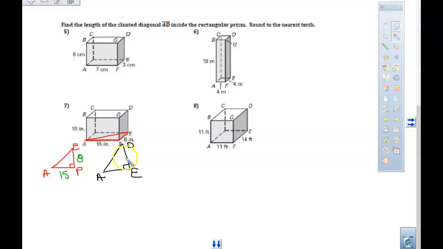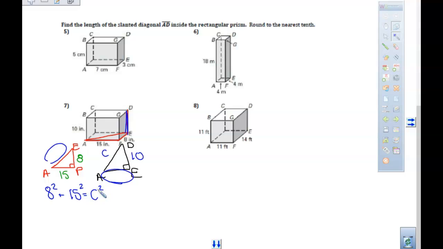What do I know the length is from E to D? E to D. 10. Put that in here. I want you to notice that this AE and this AE, they're going to be the same, right? I need to find this length before I can find this C. Okay? So let's start this one out first. My Pythagorean theorem is going to tell me to take 8 squared plus 15 squared equals C squared.